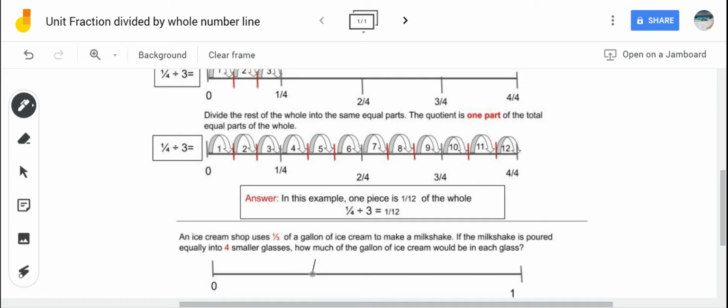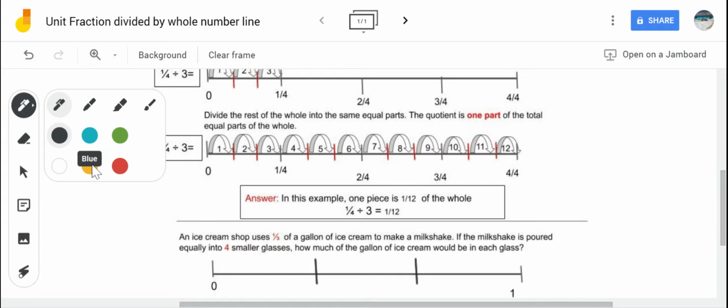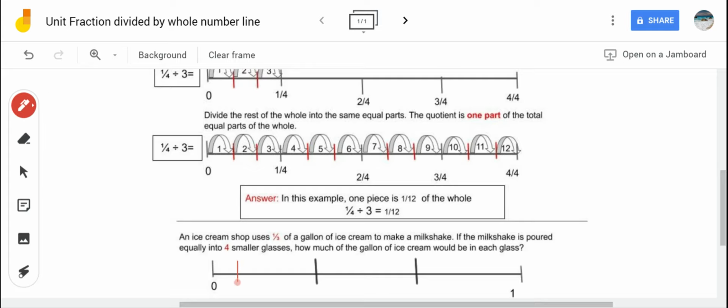So I'm going to do that right now. And now I have 3 equal sections. 1, 2, 3. The divisor tells me I have to divide one of those equal sections into 4 smaller sections. So I'm going to do that right now. So I'm going to end up with 4 smaller equal sections. So let's see, 1, 2, 3, 4.